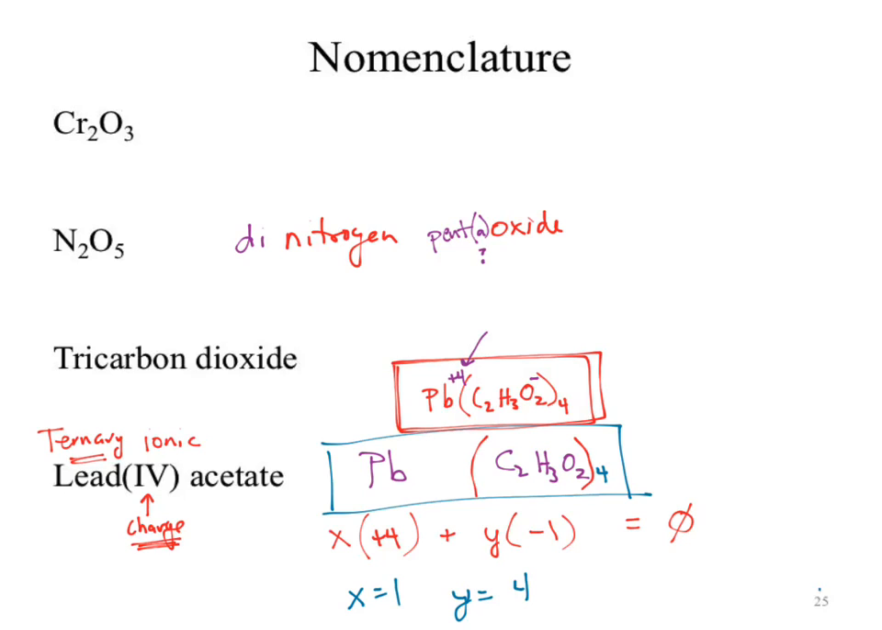Tricarbon dioxide. Okay? Just the flip. I've got the carbon, I've got the oxygen. Tri is the Greek prefix for 3. I have 3 carbons, 2 oxygens, C3O2. And that's it.